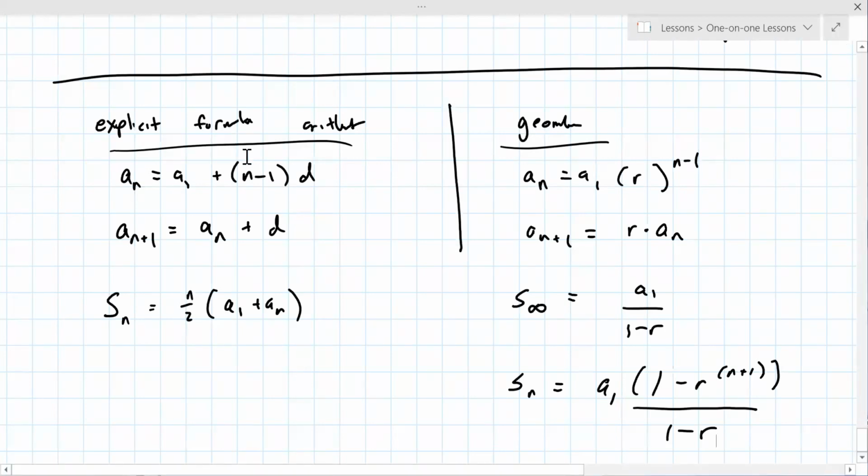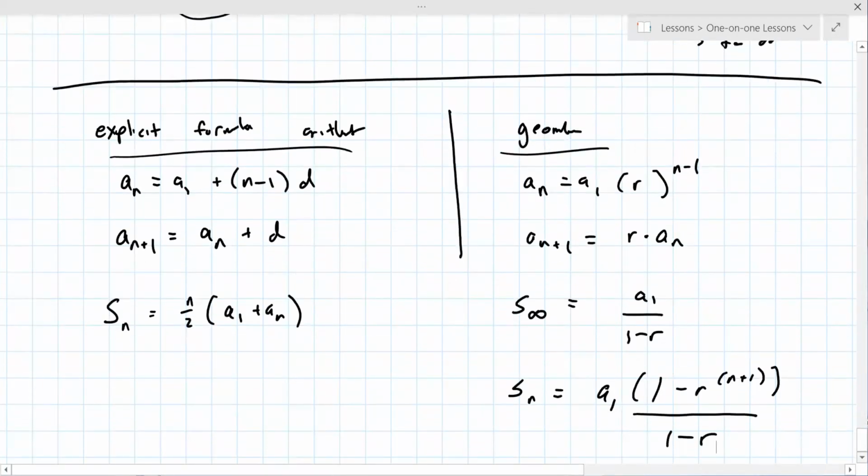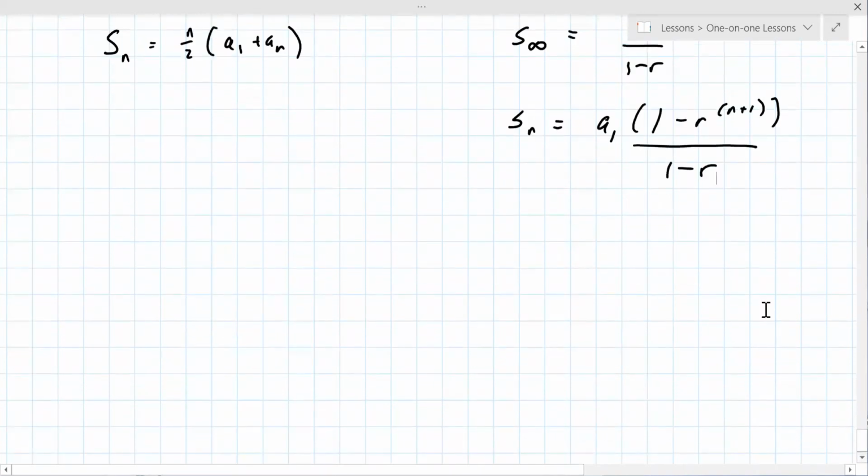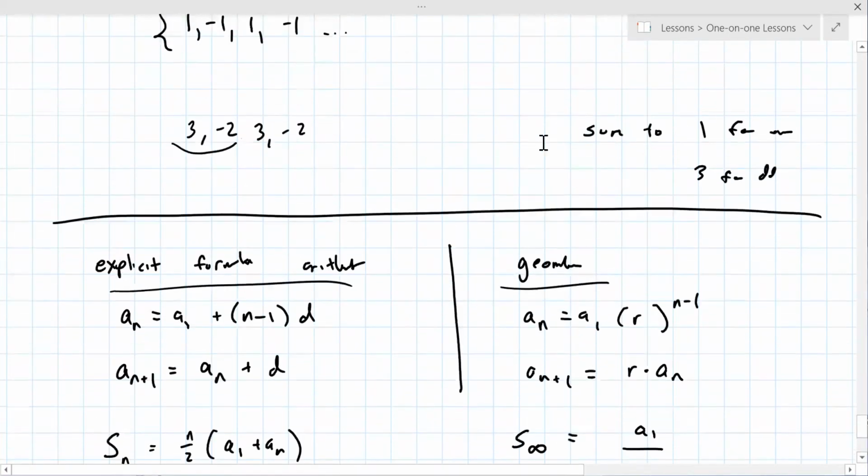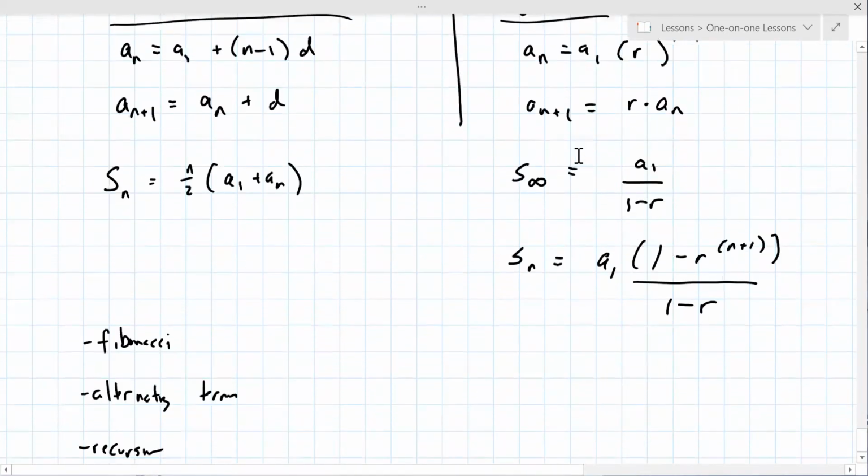So I hate saying it, but that's all there is to say about these. There's other sequences that we talked about. We did not talk about Fibonacci, but I did show you these alternating term sequences. Yeah. There's the recursive ones. Okay, so those are some things to think about having on your sheet.